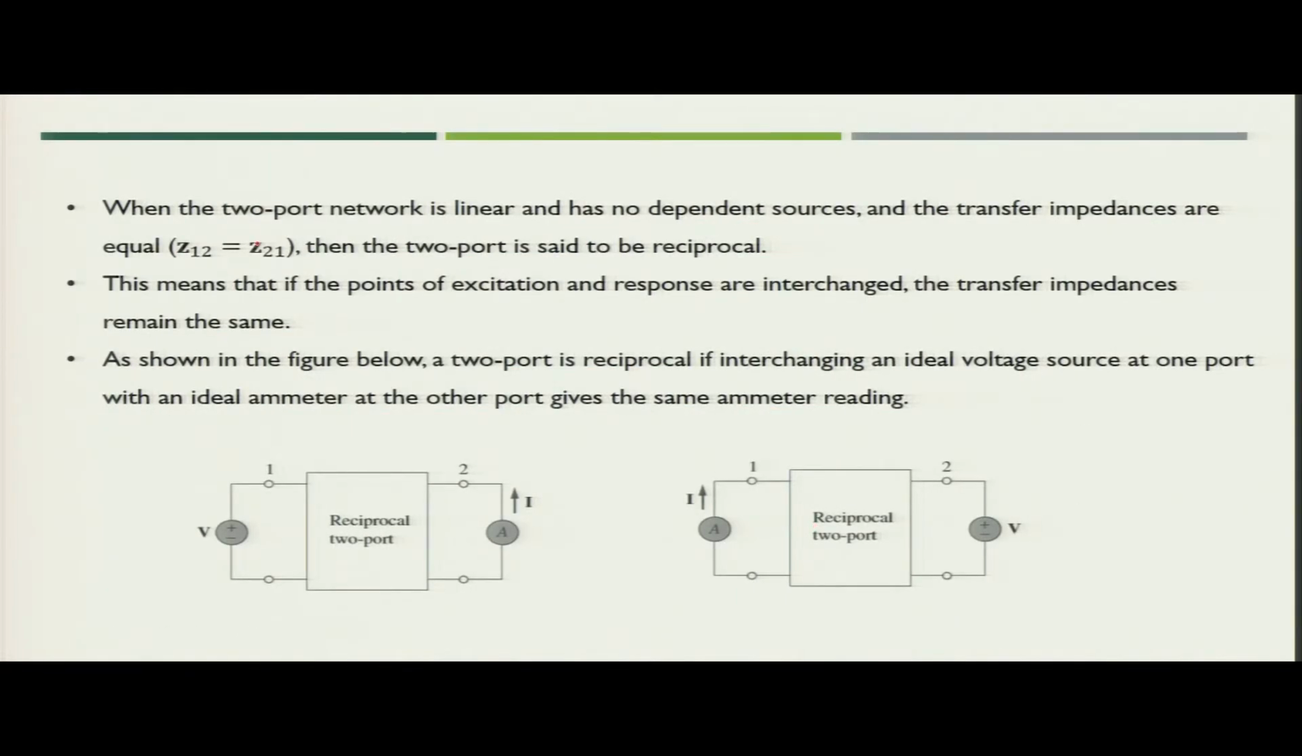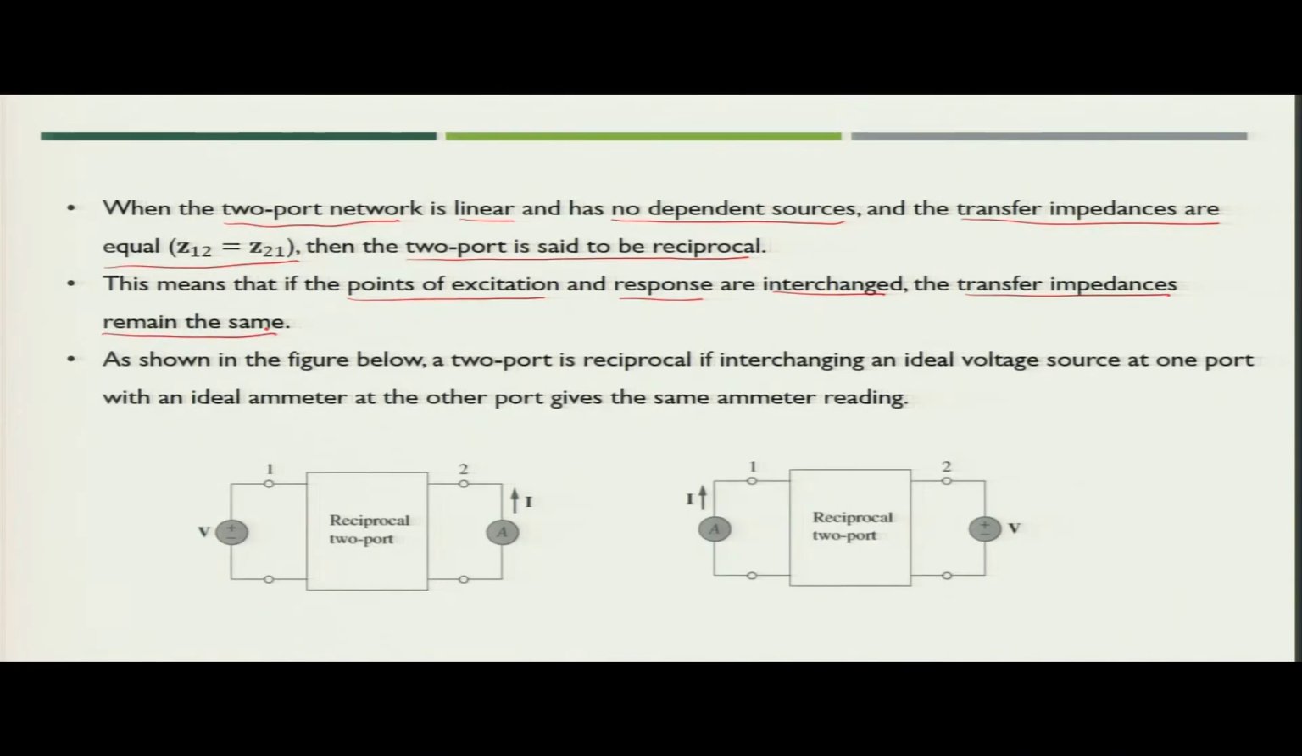Now, another criterion which we have to keep in mind is that the two port network is linear and has no dependent source. If this is the condition and the transfer impedances are equal, that is Z12 is equal to Z21, it means that we can say the two port is reciprocal. What does it mean?